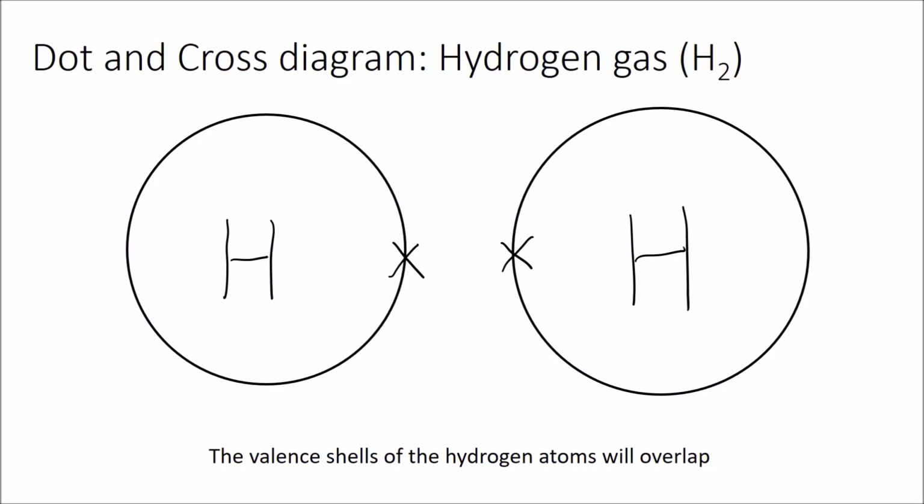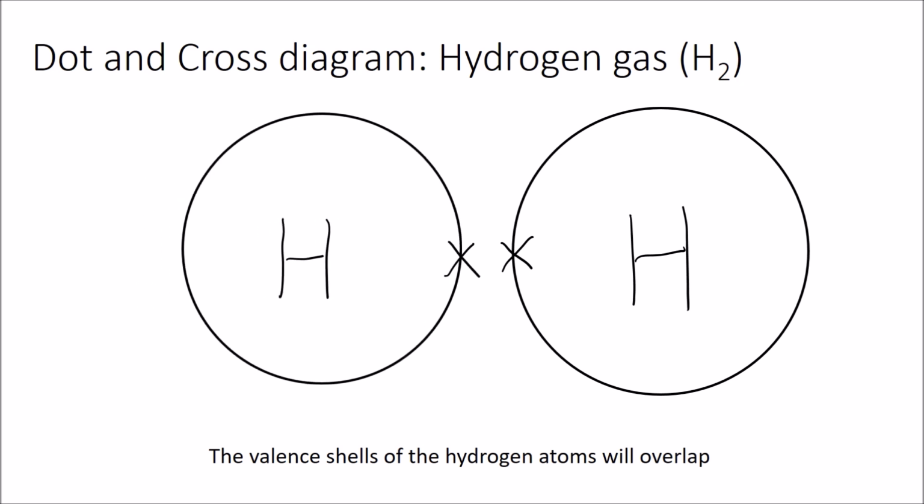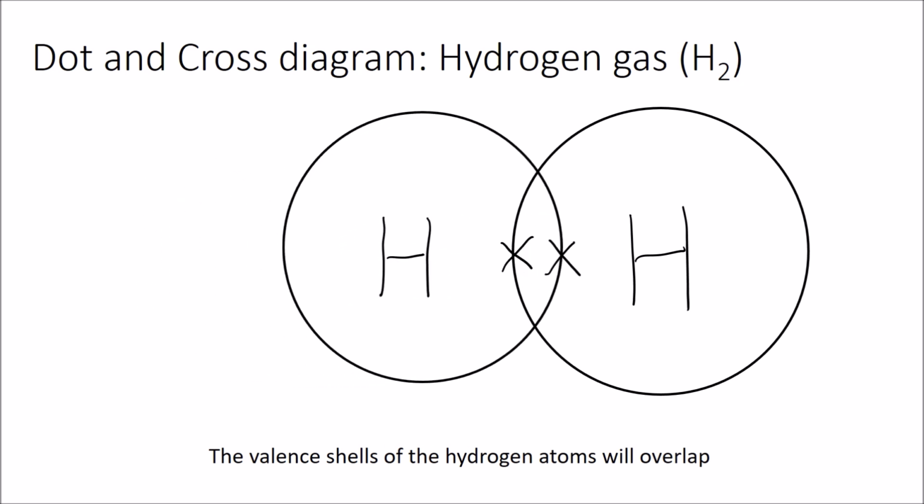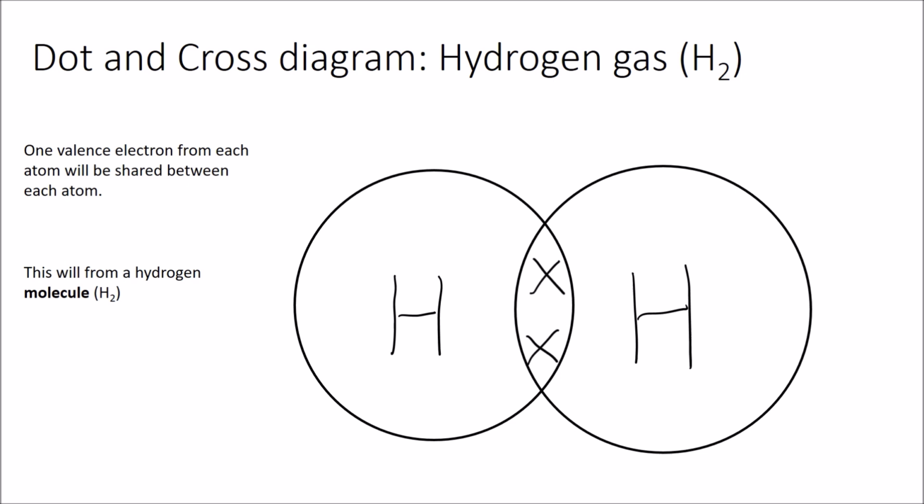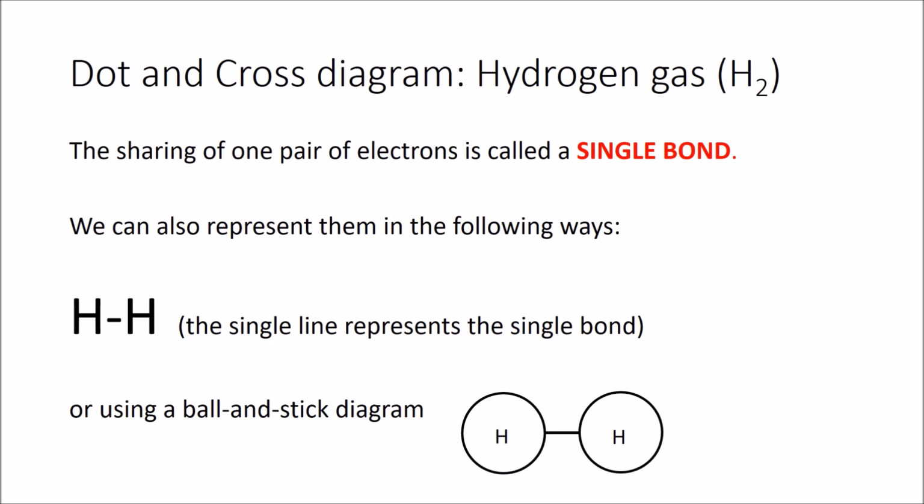The first step to drawing our dot and cross diagram is to overlap the valence electrons. So hydrogen is H2, so I have drawn two of them here and I will overlap them. I will then proceed with the sharing of electrons. The electrons that are shared are counted for both. So in this case, you can say that both of them have actually two valence electrons, which is a completely filled valence shell for those with only one electron shell. So this sharing of one pair of electrons is called a single bond, and we can represent it in the way shown in the video.